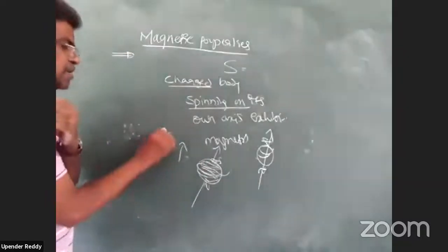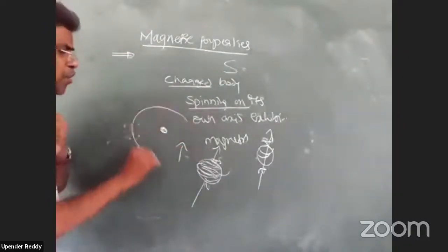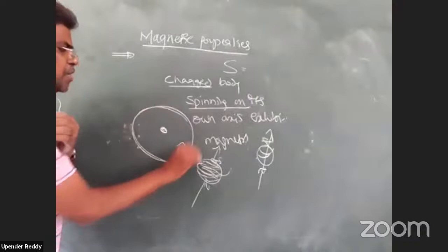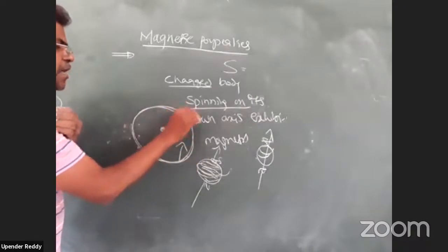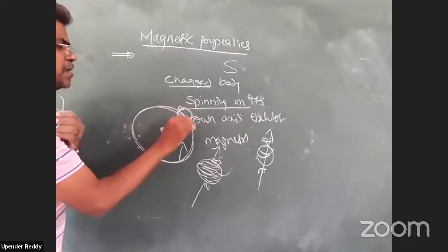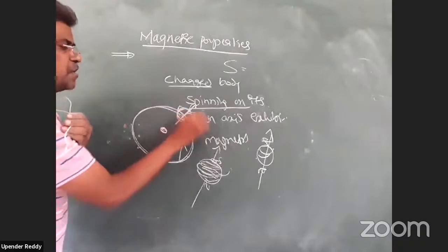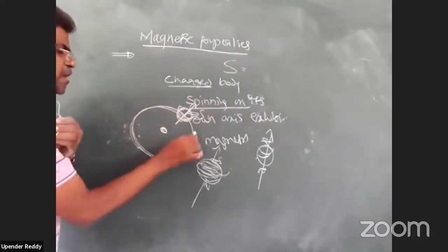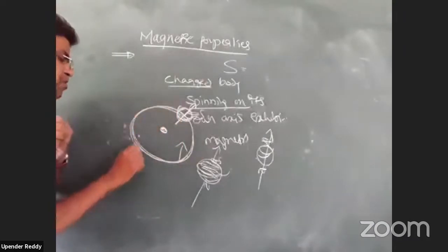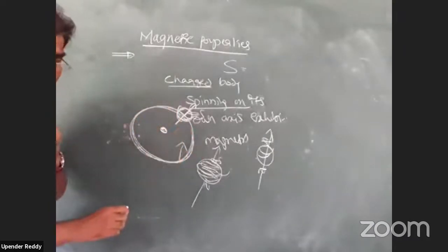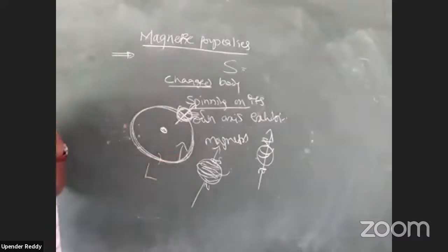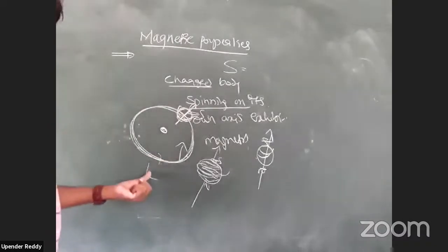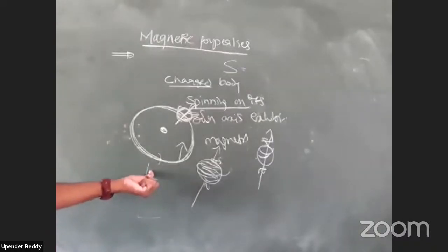And these electrons revolve around their own axis; this is called S. They also move around the nucleus in an orbit. This also has some magnetic momentum, which is called L, the orbital angular momentum.